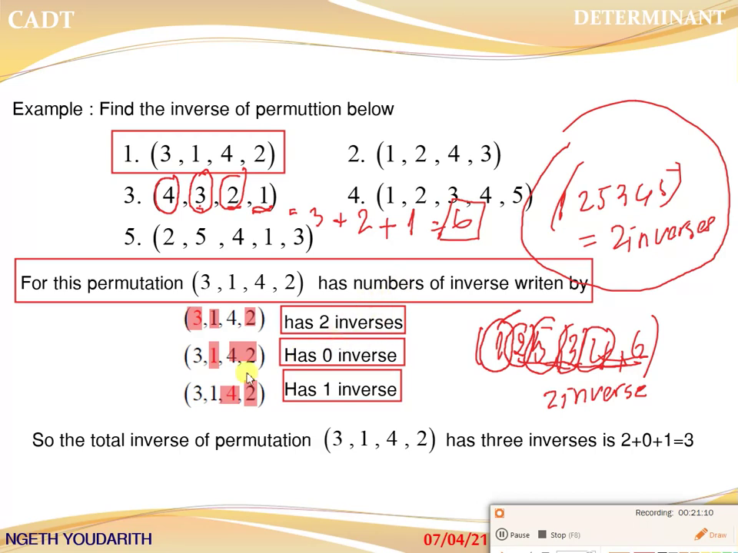In our case, the total inversions of permutation 3, 1, 4, 2 is 2 plus 0 plus 1, which is equal to 3. This is the total number of inversions of 3, 1, 4 and 2.